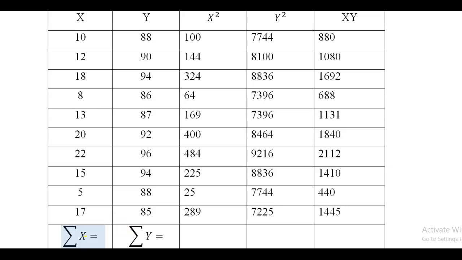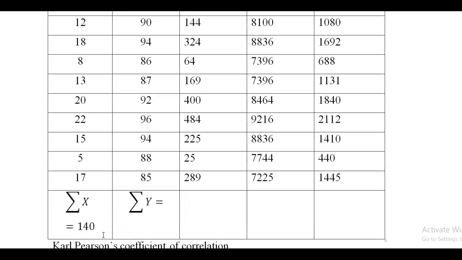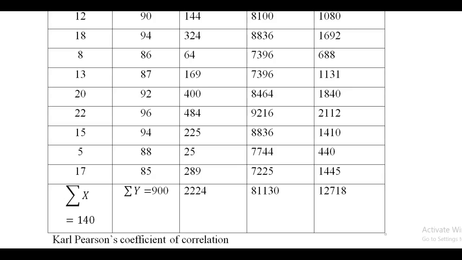Now we have to add all these columns. So summation x is 140, summation y is 900, summation x square is 2224, summation y square is 81,130, summation xy is 12,718. Now we will substitute all these values in the formula.